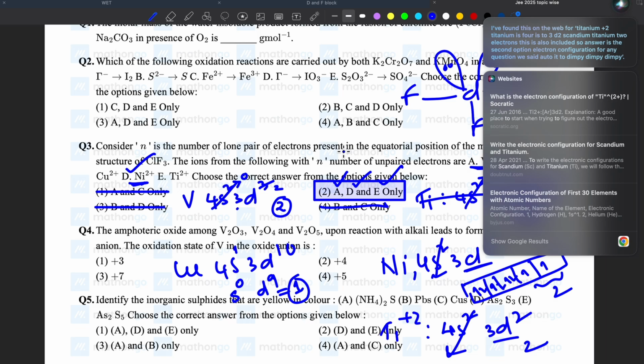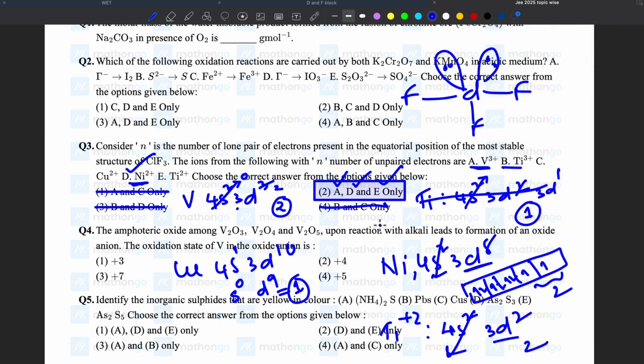Electron configuration for any question we said auto it to dimpy. Check it out. Kya? Stop it. ఏదో ఏ కనెక్ట్ అయ్యేదో వాయిస్ చెప్తుందమ్మా, వదిలేయండి.